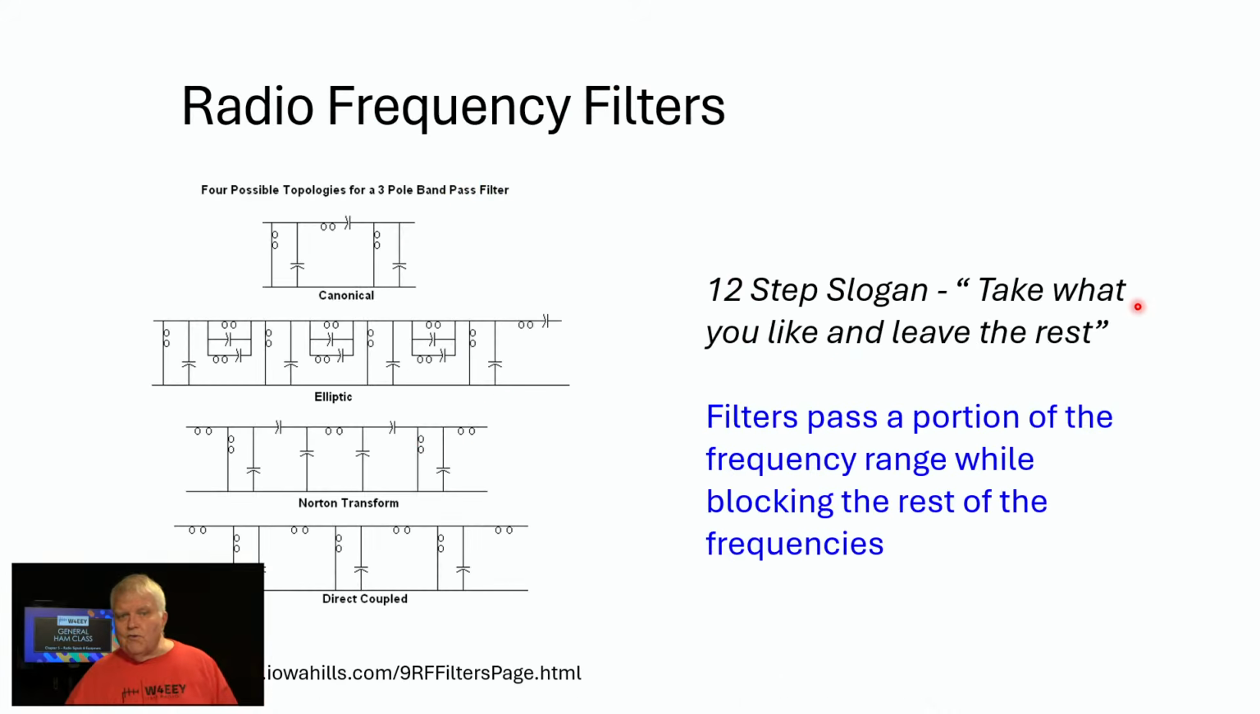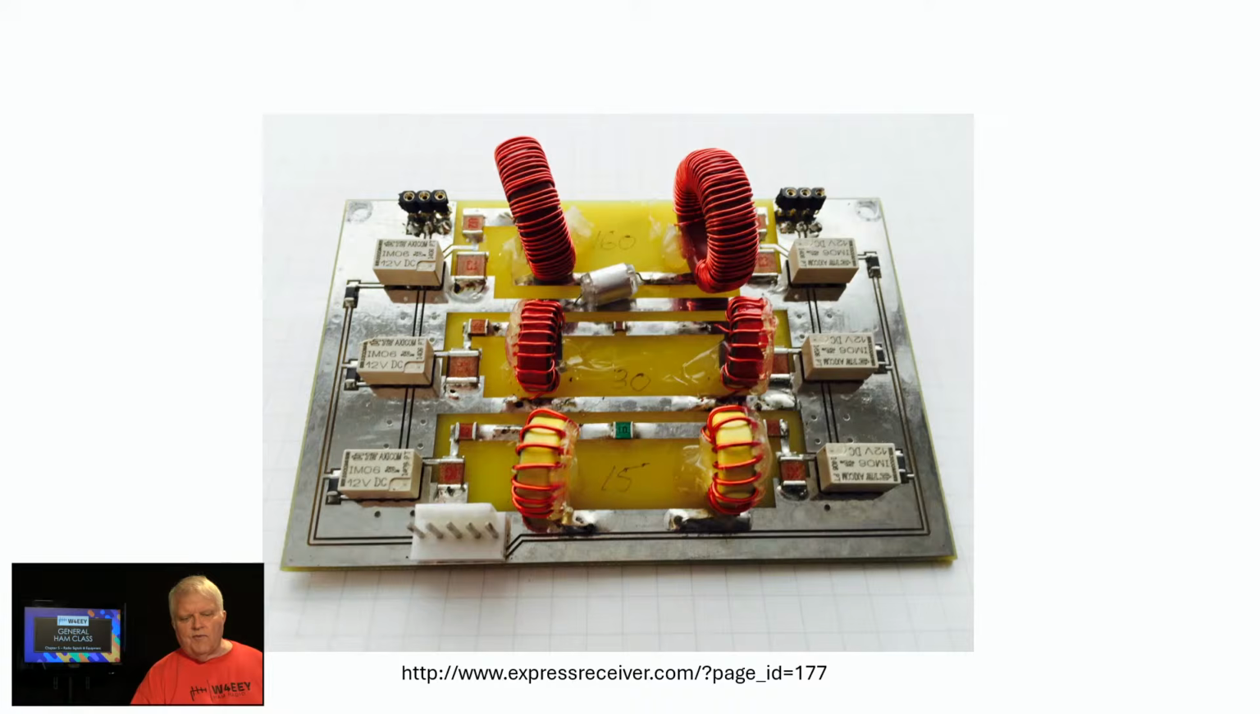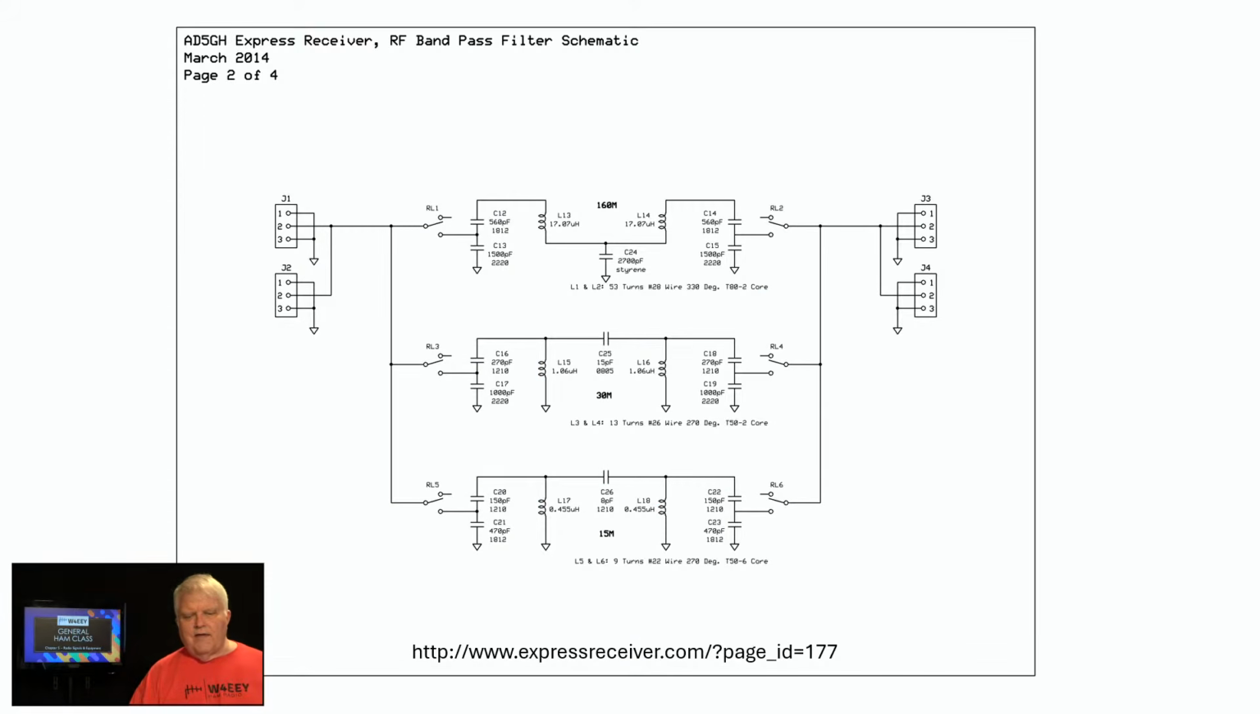Now, we mentioned filters, 455 kilohertz IF filters. I like the 12-step slogan, take what you like and leave the rest. Well, that's what a filter is all about. They pass a portion of the frequency range while blocking the rest of the frequencies. Radio frequency filters can be used for receive and for transmit. Here's some transmit bandpass filters that might be used, for example, in a solid-state linear amplifier, so that you put in a signal and you get only the band of frequencies out. And here's a schematic diagram of that sort of a thing.